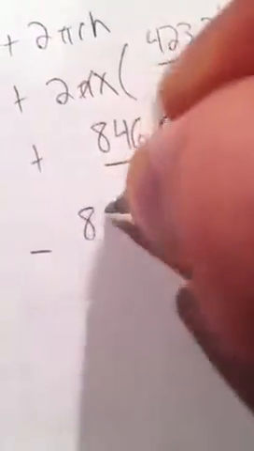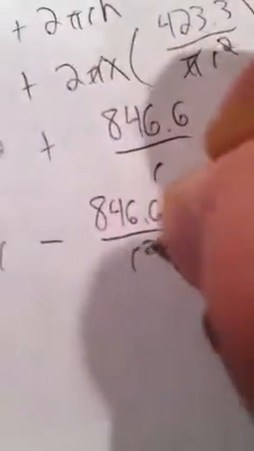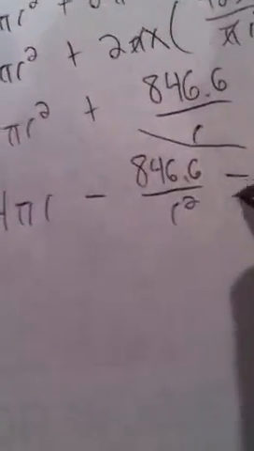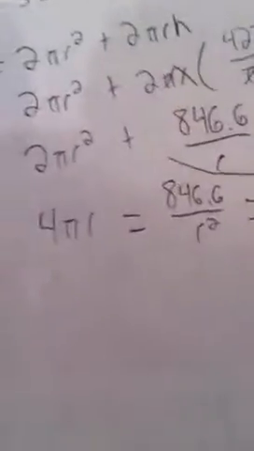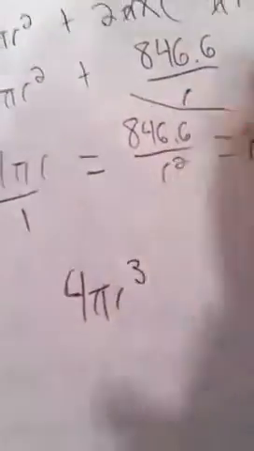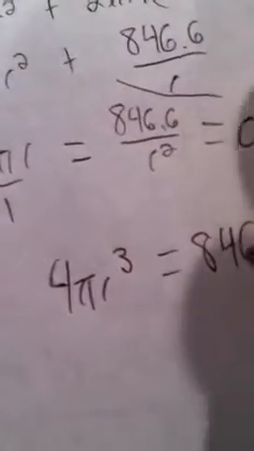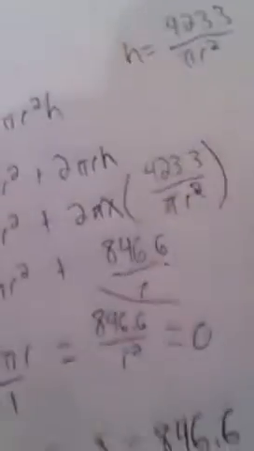Now we can differentiate. The derivative of 2 pi r squared is 4 pi r, and the derivative of 846.6 over r is negative 846.6 over r squared. So there's our derivative for our surface area. Now to find the extrema, we set the derivative equal to 0. And then if you add those to both sides, then you just get them equal to each other. Now you can cross multiply. So 4 pi r cubed equals 846.6.